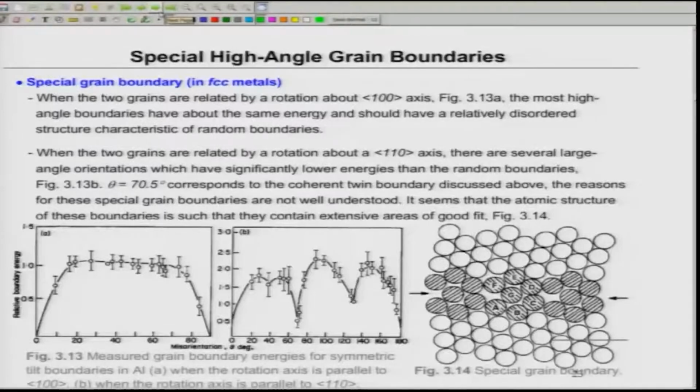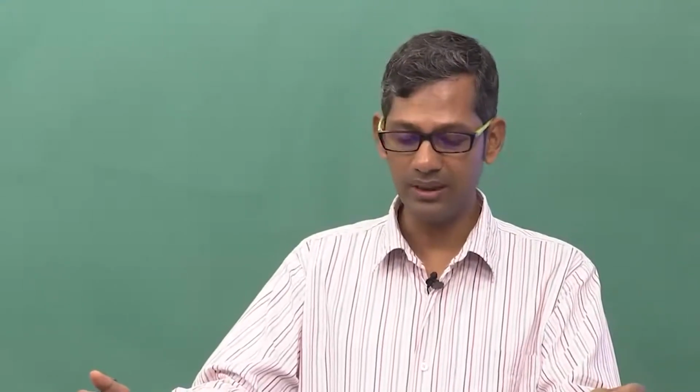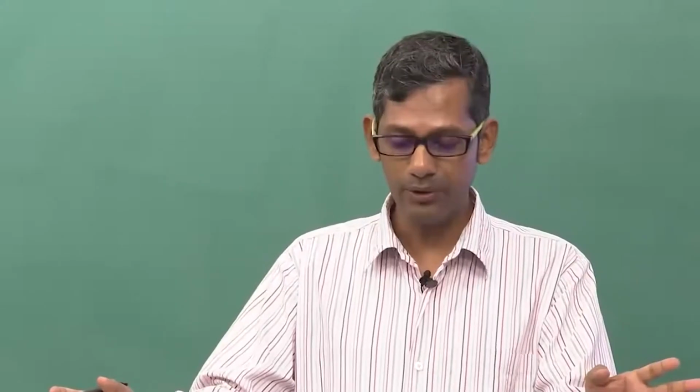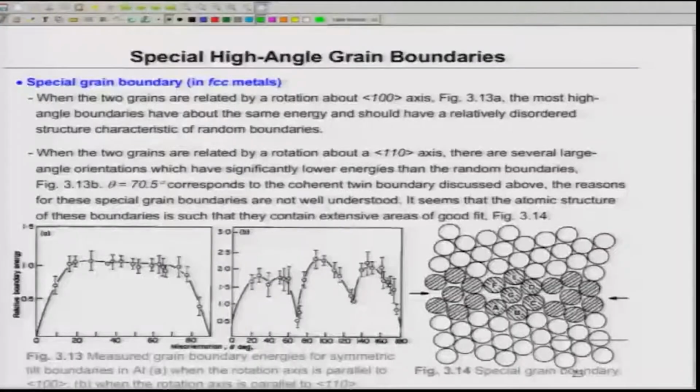Why? Because whether it is really that these boundaries have a perfect atomic match or not, people have tried to do some electron microscopy, but it is not clear. But it seems the atomic planes do match nicely, that is why they can be created. And these are the things which are shown here.